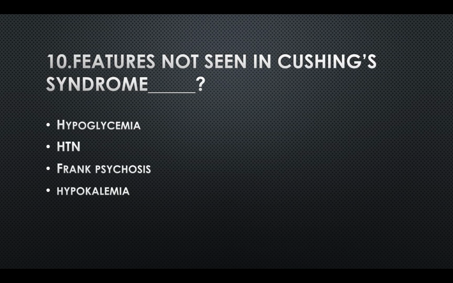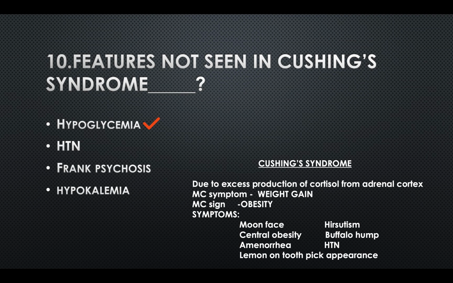Features not seen in Cushing's syndrome: option A hypoglycemia, option B hypertension, option C frank psychosis, option D hypokalemia. Answer: option A hypoglycemia. Cushing's syndrome is due to excess production of cortisol from adrenal cortex. Most common symptom is weight gain, most common sign is obesity. Symptoms: moon face, central obesity, amenorrhea, lemon on toothpick appearance, hirsutism, buffalo hump, hypertension.